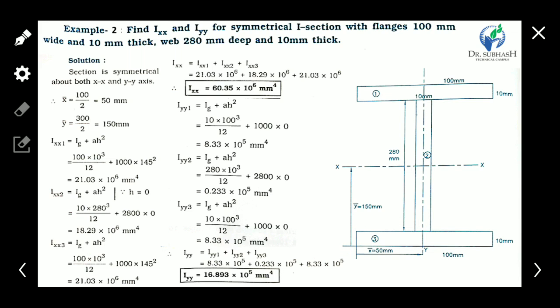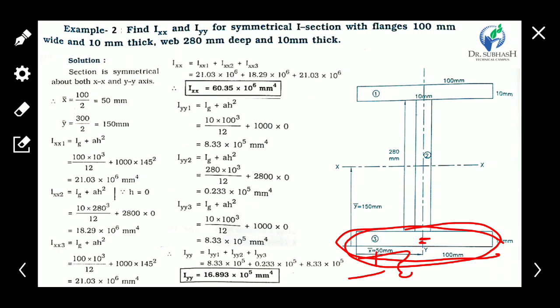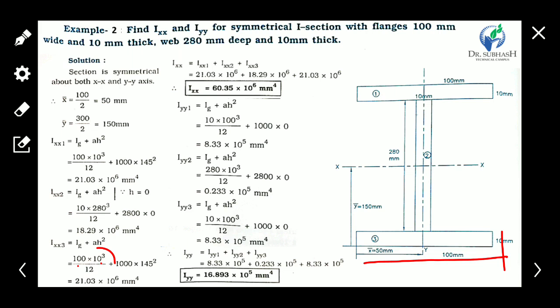Okay, so first of all we have to find out the Ig, the moment of inertia of the third element about its CG. What is that? bd cube, breadth is 100 and depth is 10. So bd cube, d is 10 cube by 12, 100 into 10 cube upon 12.